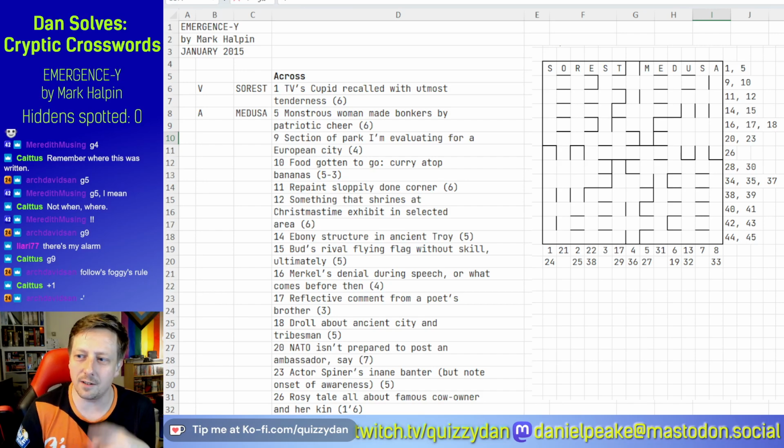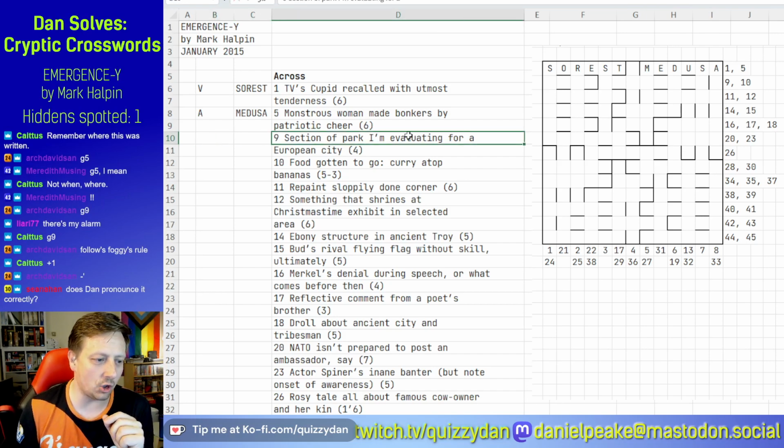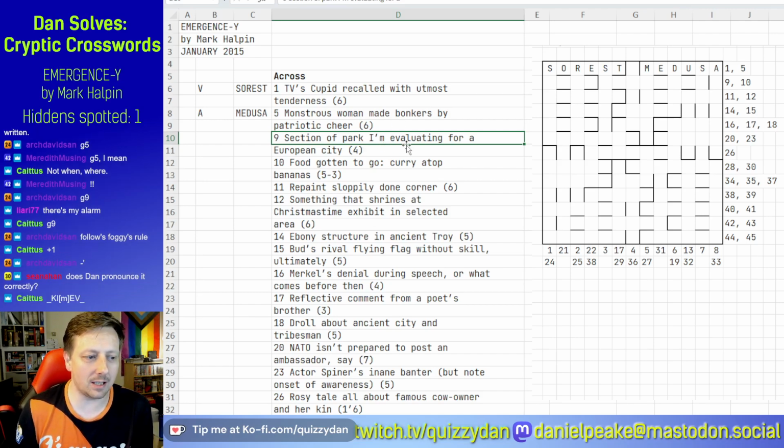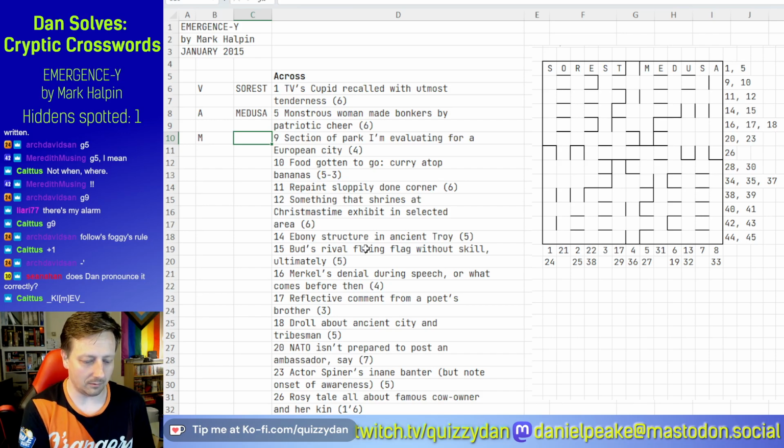It's my favourite. Bing! It's my favourite, it's a hidden, even though there's a letter in the middle of it. So it is a section of park I'm evaluating, but there's an M that is extra. So it's Kiev, K-I-E-V, with the M in the middle that we don't need.